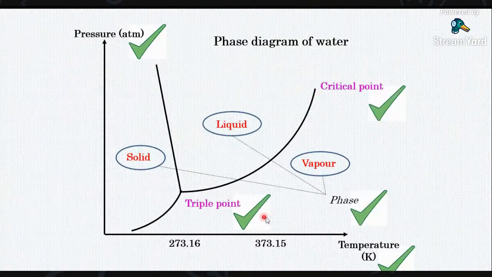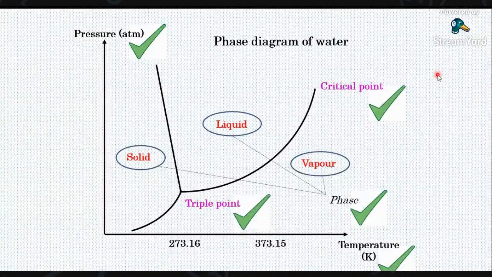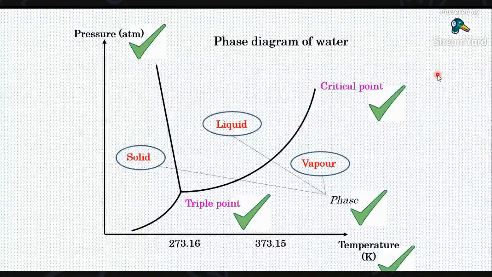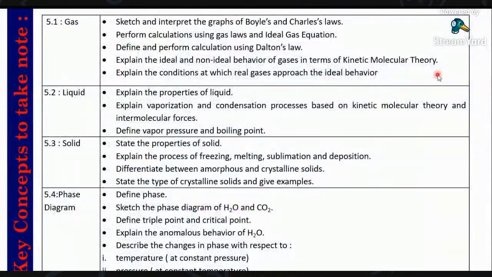As you can see here, these are the ticks which give you marks. So on a final note, these are the key concepts under chapter 5, which I have summarized in a table based on your learning objectives. So please read through this. If you are able to answer each of these key concepts, that means you have prepared well for your chapter 5. For example, if you are able to sketch and interpret graphs of Boyle's and Charles' law, give yourself a tick. This is how you prepare for your chapter 5.